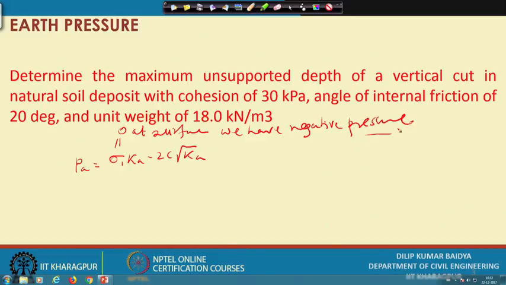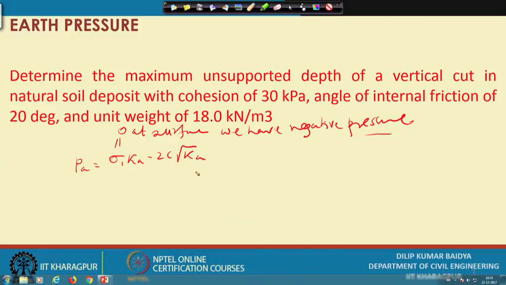Negative pressure means it will be a tension, that means because of this lateral pressure separation will take place, and when it is separated, if it is not supported, then it will collapse. During excavation that actually happens. If you exceed a certain depth of excavation, because of this mechanism the soil will fail automatically.